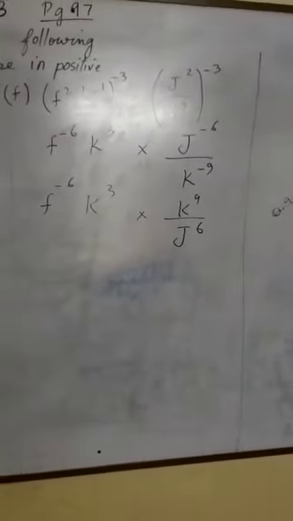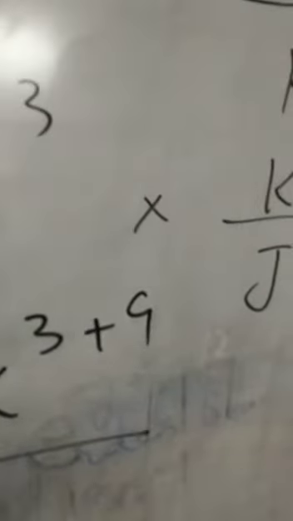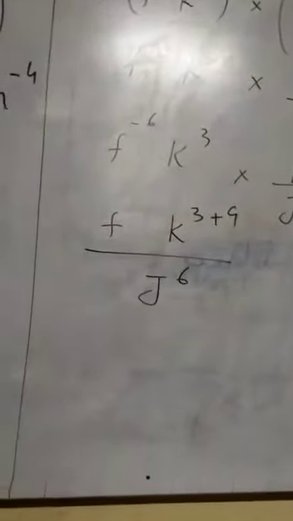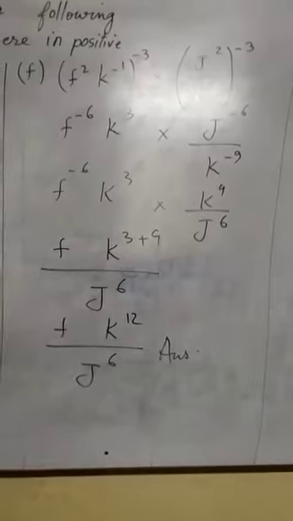So this is the situation now. In the numerator we have only K. All the powers belonging to K will be added because of the product law. 3 plus 9 upon J^6. So K^12 upon J^6. This is your answer. This is the second part that we have done.